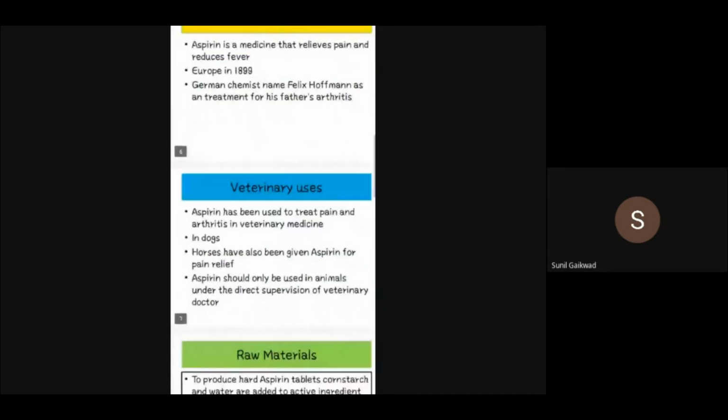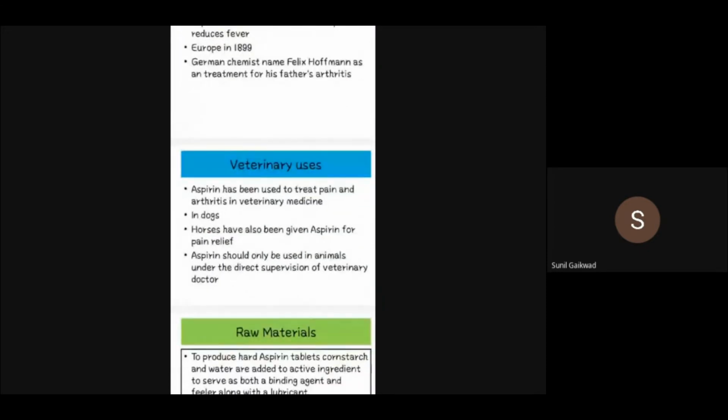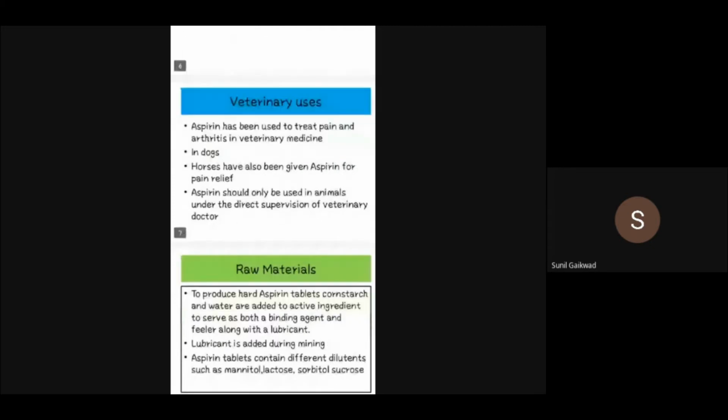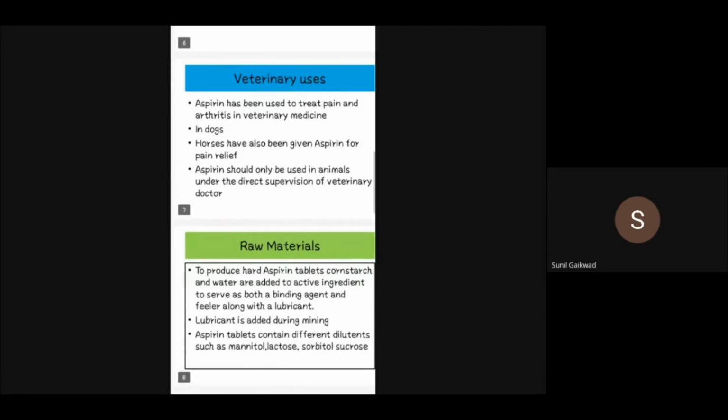So, veterinary uses of this aspirin are here. Aspirin has been used to treat pain and arthritis in veterinary medicine, in dogs and also in horses. Aspirin should only be used in animals under the direct supervision of a veterinary doctor.